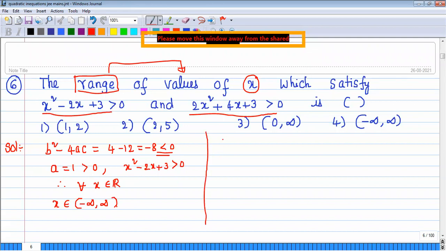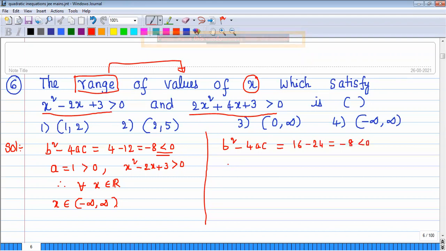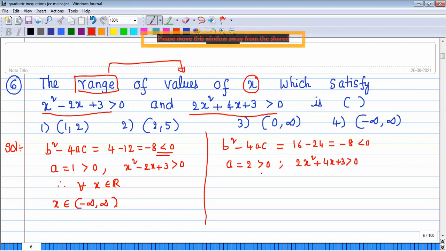Go to the second one. Here also find b square minus 4ac. So b square means 16, minus 4 times 2 times 3, 24. This will be -8, less than 0. So go for theorem number 1 only. a is equal to 2, which is greater than 0. The given expression is also positive, 2x square plus 4x plus 3 greater than 0. It happens for all real values of x. That means x belongs to (-infinity, infinity).